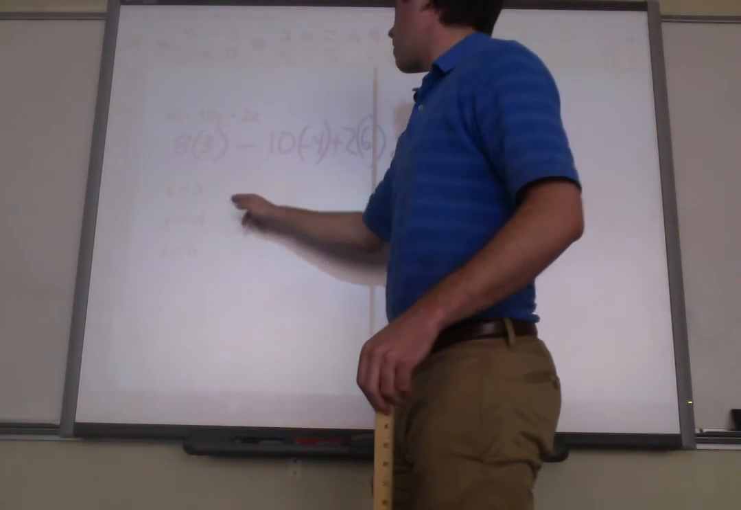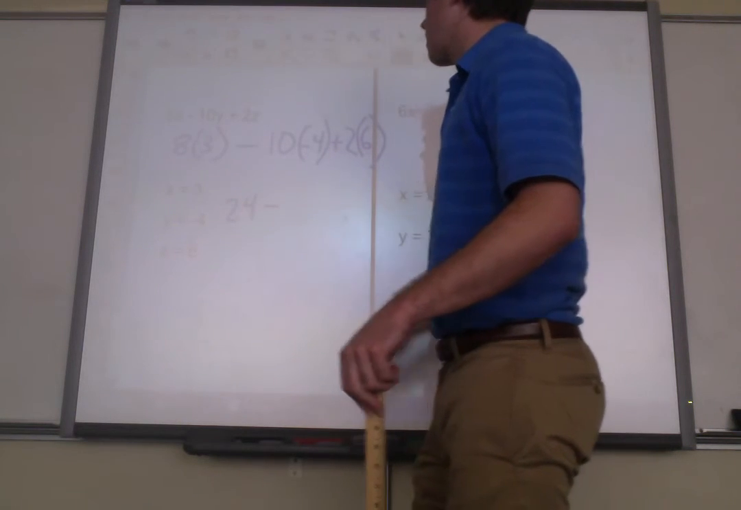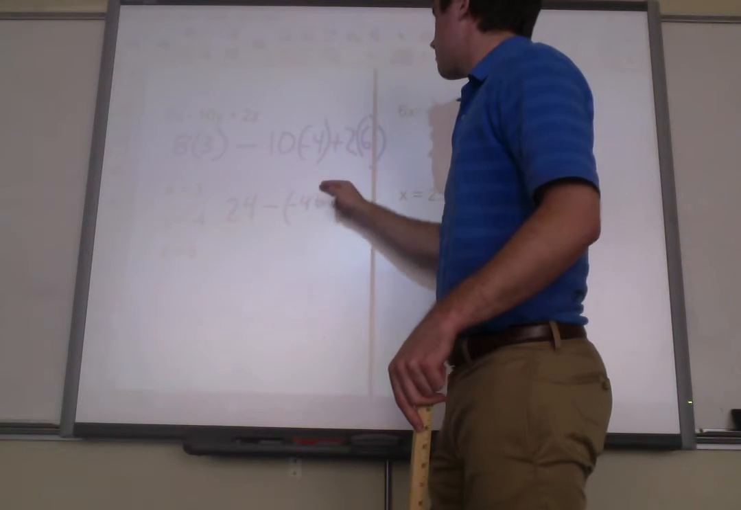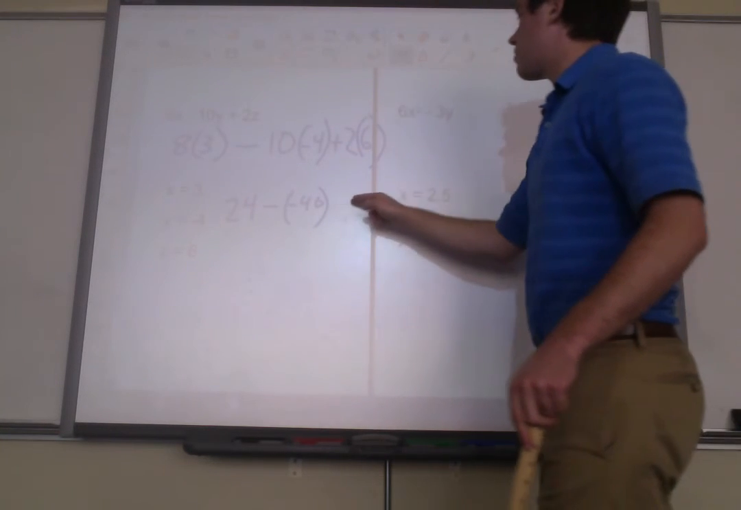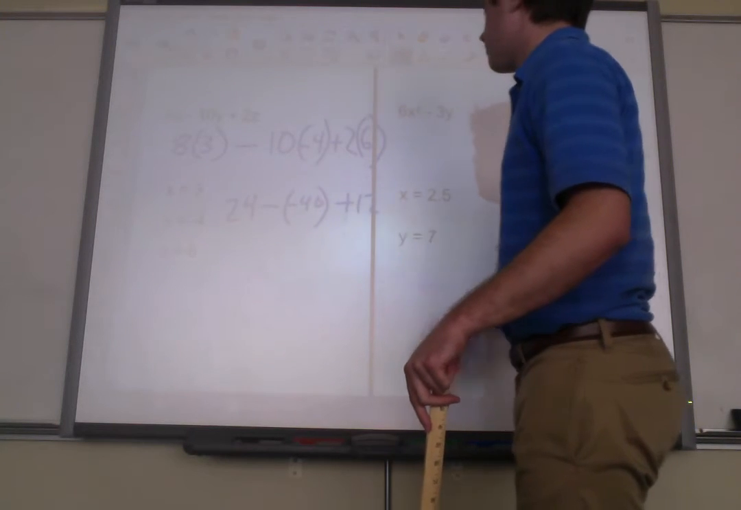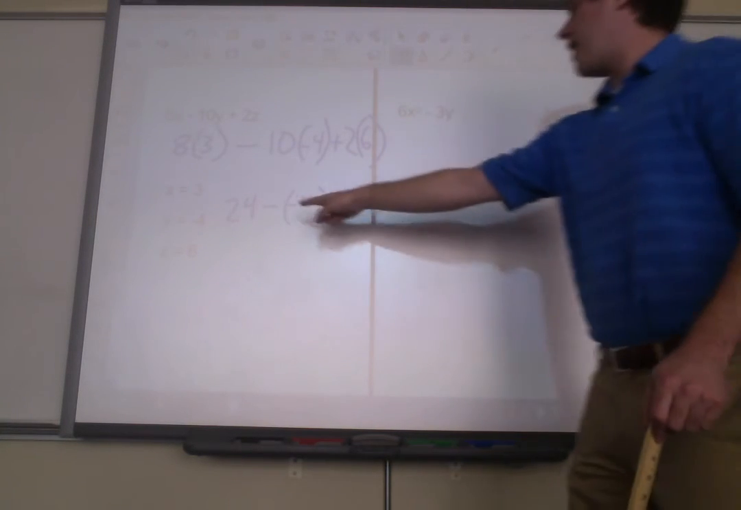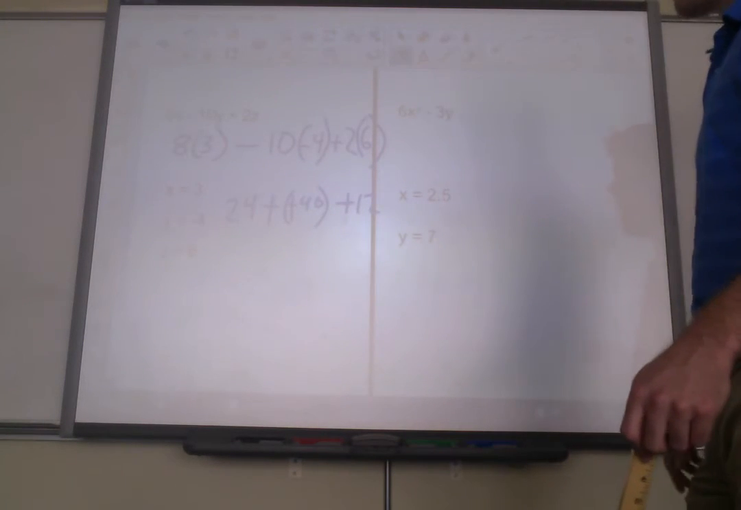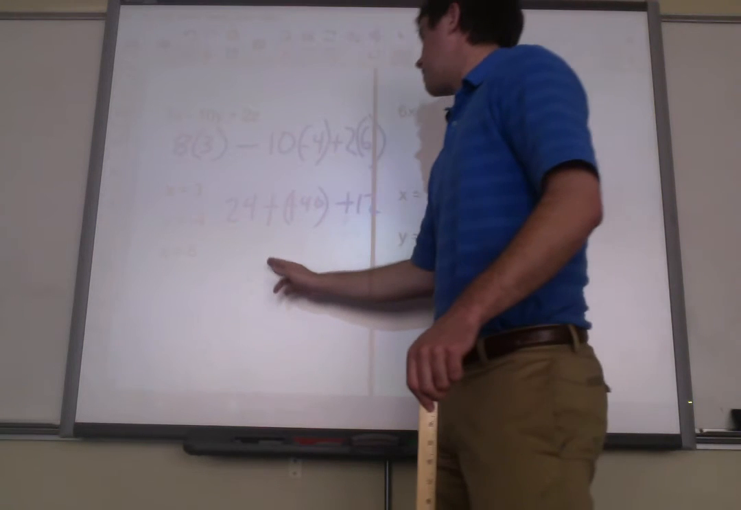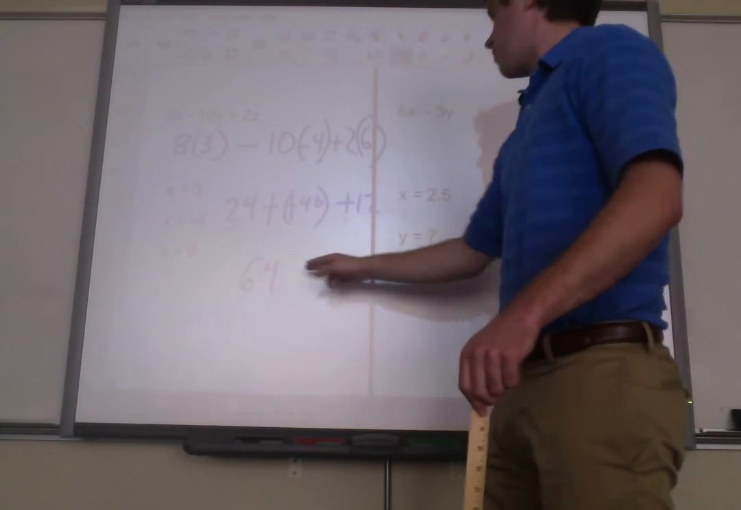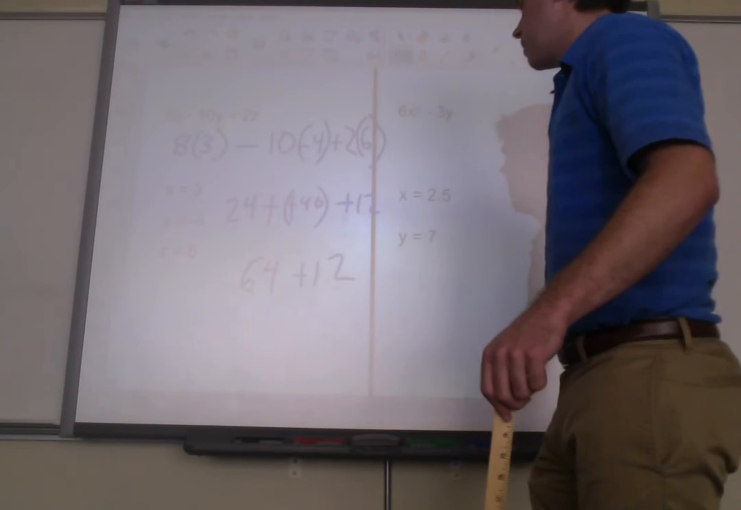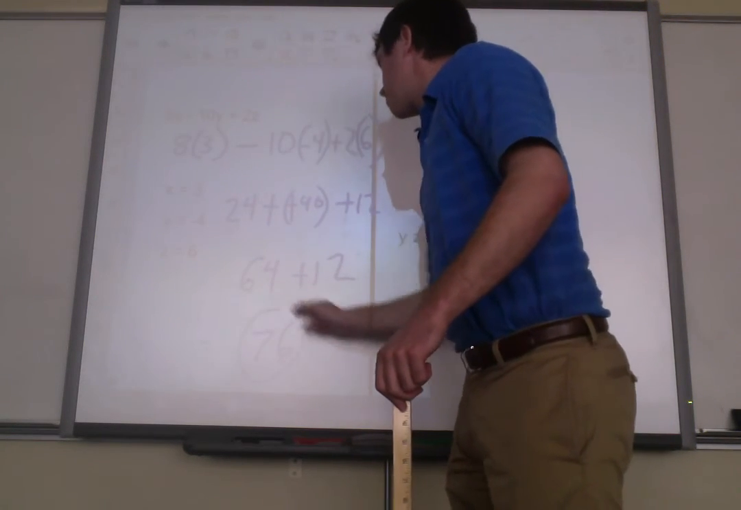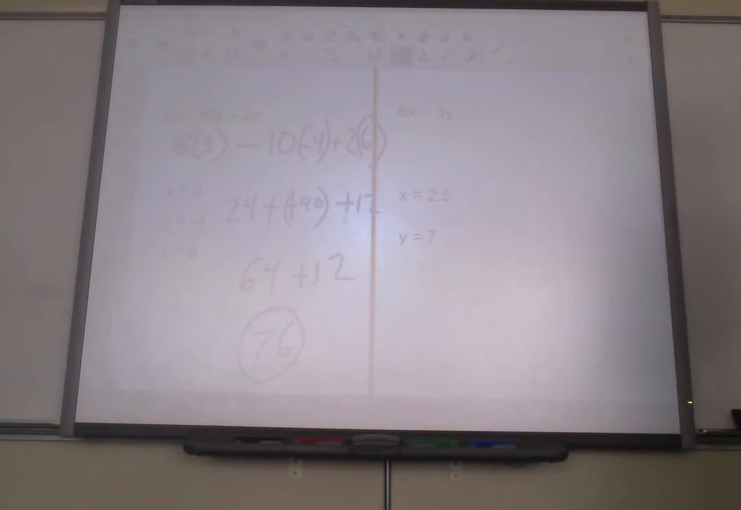8 times 3 is 24. Minus 10 times negative 4 is negative 40. And 2 times 6 is 12. Okay? Since we're subtracting a negative here, remember, subtracting, you have to add the opposite. So that's the same as adding. 24 plus 40 is 64. And then we have plus 12. And finally, 64 plus 12 is going to be 76. So 76 will be our final answer in that particular problem.